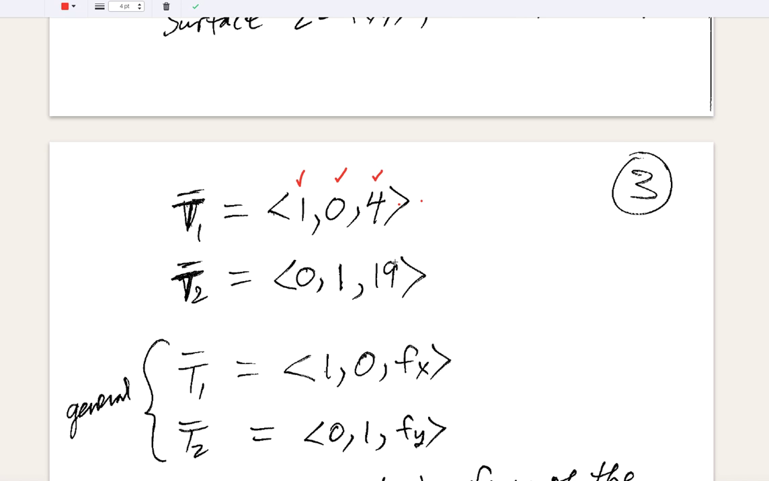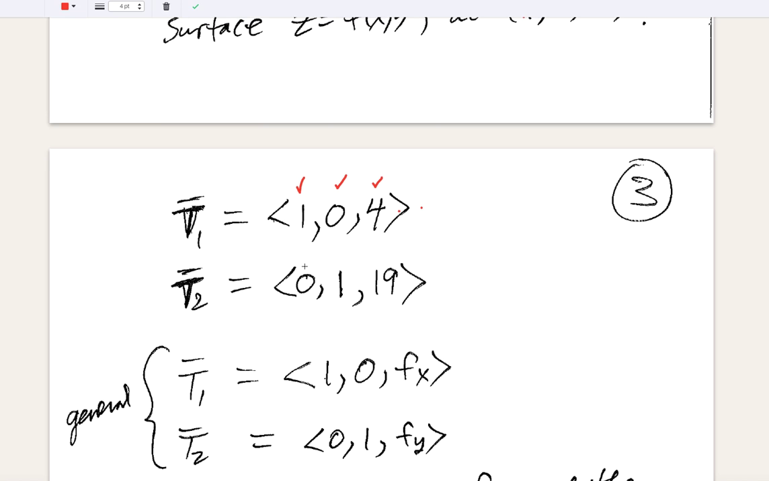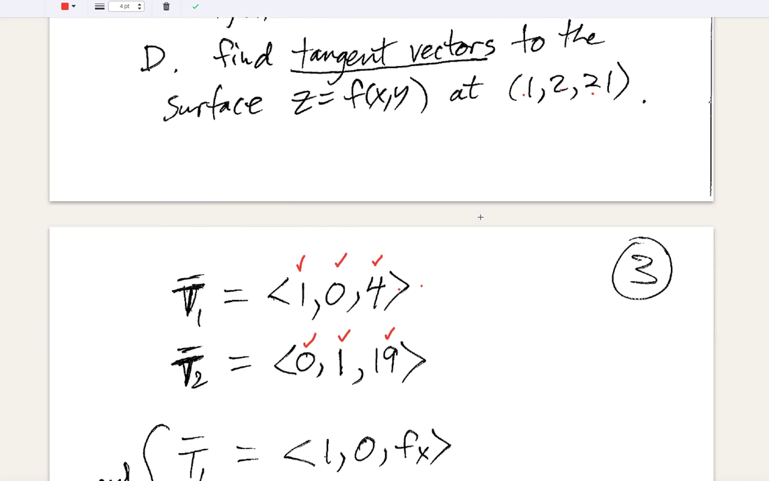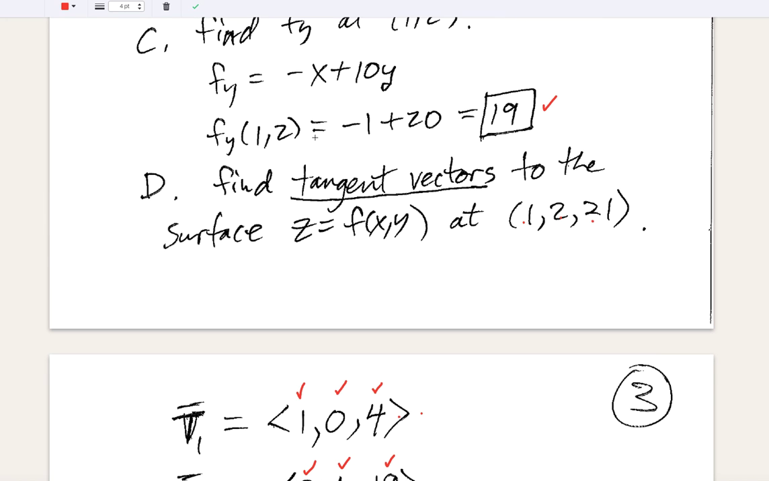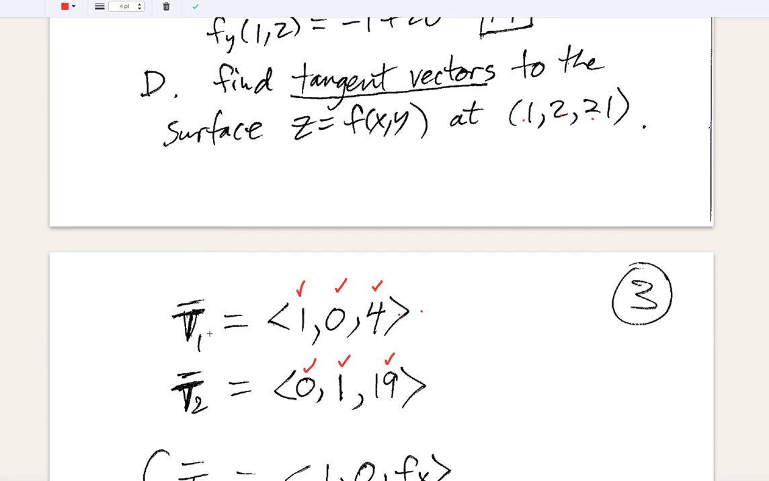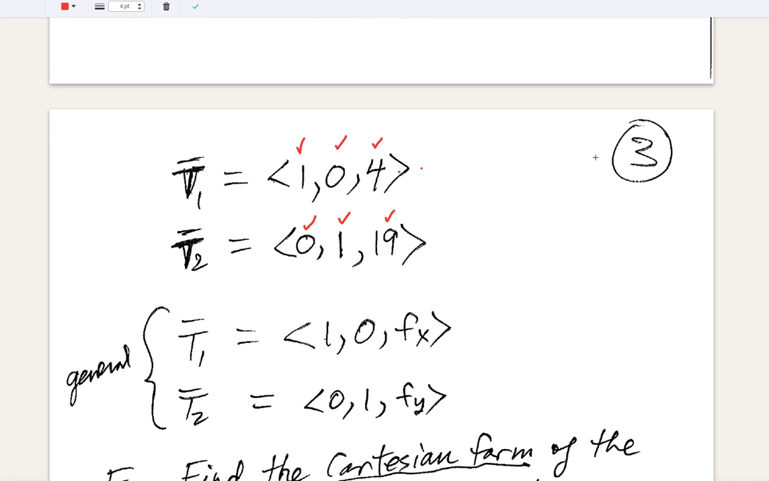Okay? How about a T2 vector? No change in the x direction, 1-unit change in the y direction, so that's j, and 19-unit change in the z direction because of what? The slope here. Okay, the f sub y at 1, 2 was actually 19. So these are going to be two tangent vectors at this point 1, 2, 21.